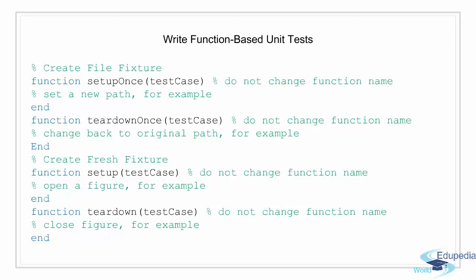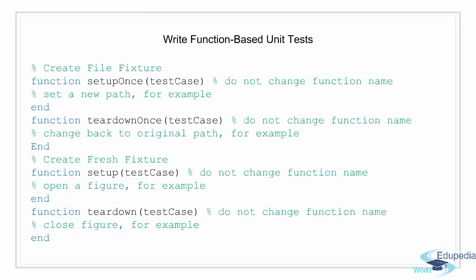In general, it is preferable to use fresh fixtures over file fixtures to increase unit test encapsulation. Function test case object, test case, must be the only input to the file fixture and fresh fixture functions. The unit test framework automatically generates this object. The test case object is a means to pass information between the setup functions, test functions and also teardown functions. Its test data property is by default a structure, which allows easy addition of fields and data.